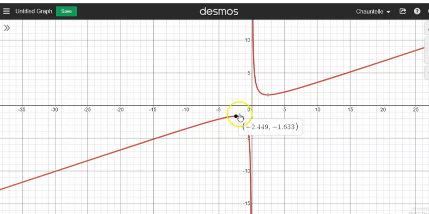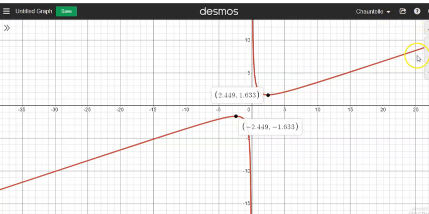Once you click on this, notice that these two points have shown up. That means that's the maximum. It just automatically showed up when I clicked on the graph, and that is the maximum and this is the minimum. So that's going to help us figure out where it's increasing and where it's decreasing. So you would say that this is increasing from negative infinity up to negative 2.449 and from 2.449 up to positive infinity.